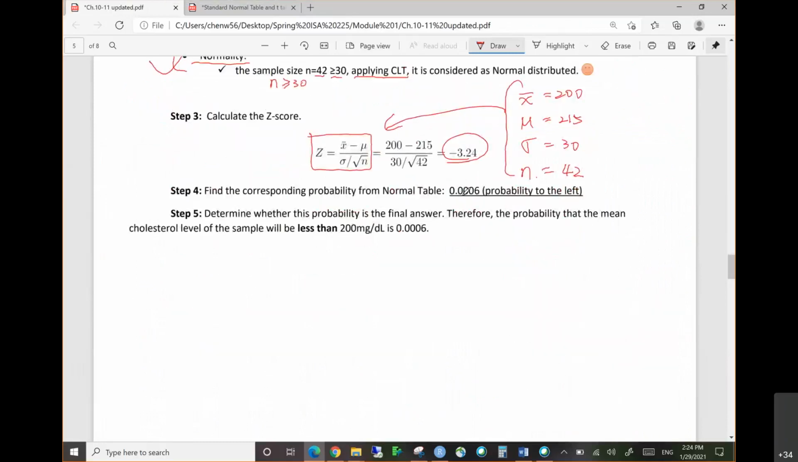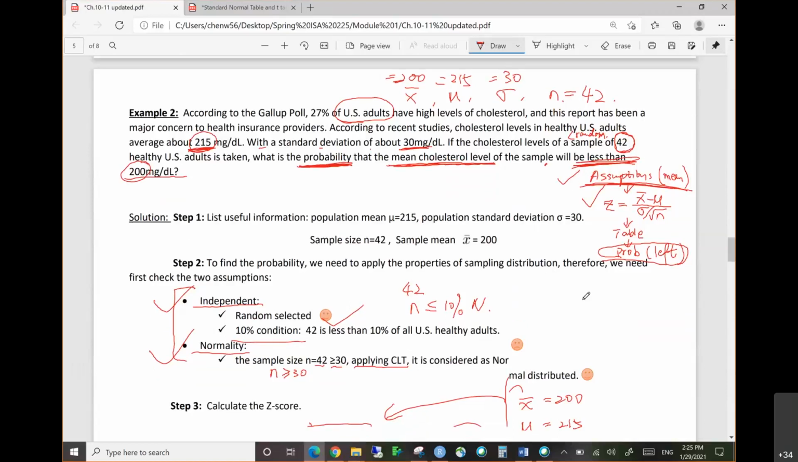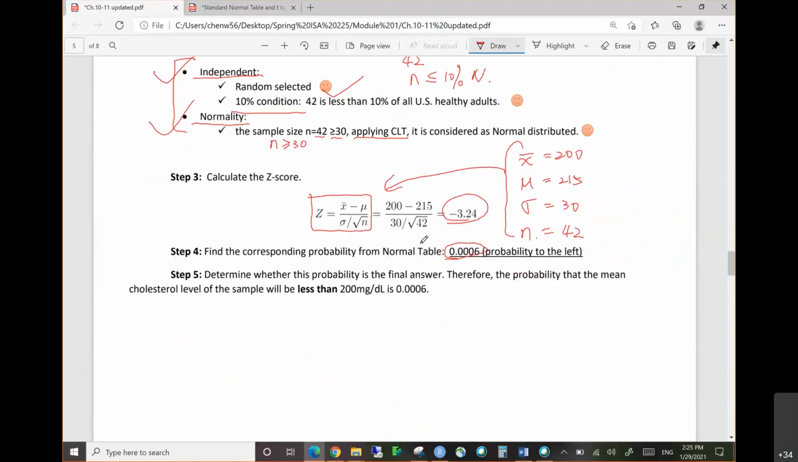So that means this 0.0006 is the probability to the left. Do we need to subtract from 1? The answer is no, because the left probability is the one we are looking for, right? So we are looking for probability less than 200. So we are looking for the probability to the left. Then this 0.0006 is our probability. All right, any questions?